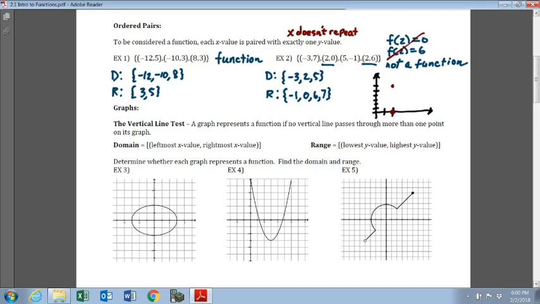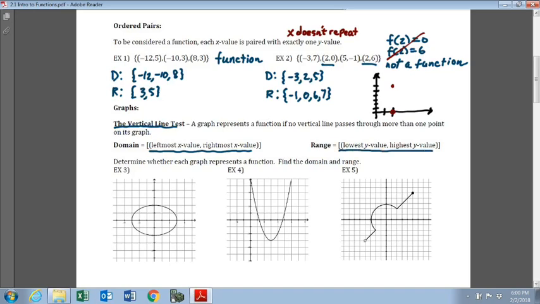So that's where this vertical line test comes from. It says a graph represents a function if no vertical line passes through more than one point on its graph. Notice it talks about the domain starts at the leftmost x value. So you look at the leftmost point and its x value, and then the rightmost x value, which will occur at the rightmost point, is the end of the domain. And let's see, for the range, we're going from the lowest y value to the highest y value.